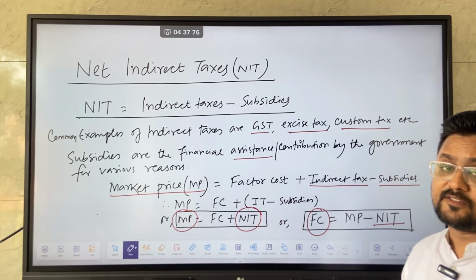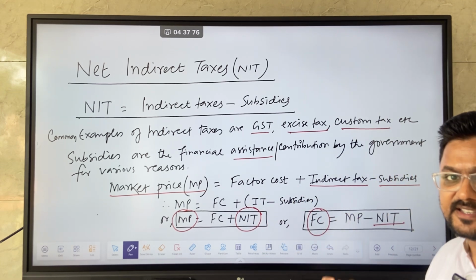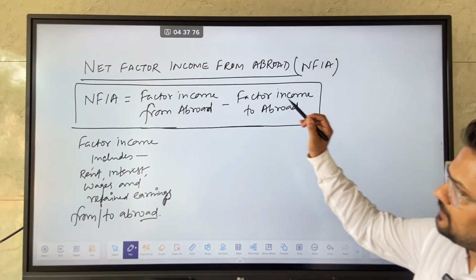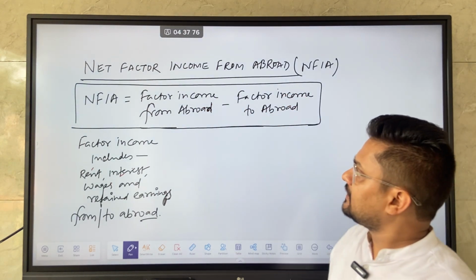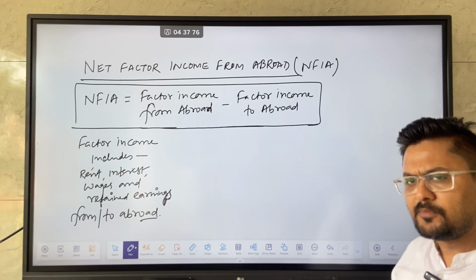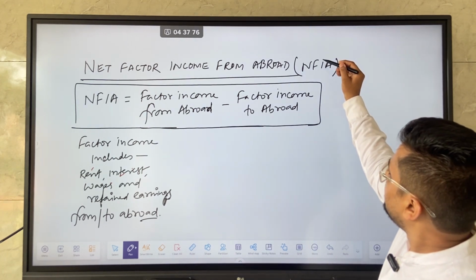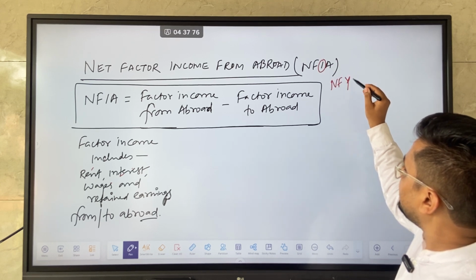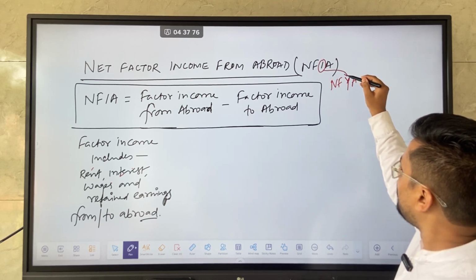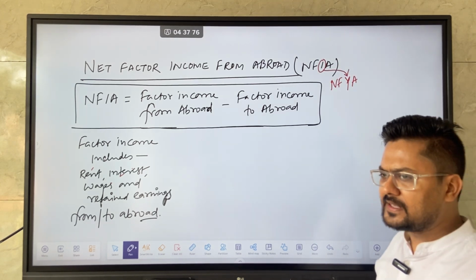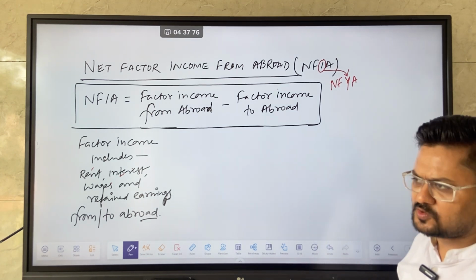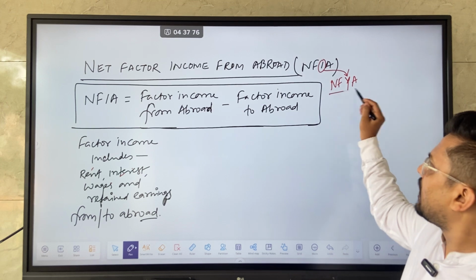The next and very interesting connector is NFIA. Now, net factor income from abroad, that is NFIA. Some authors use, instead of this I, the letter Y, so NFYA. So don't get confused. Y symbolizes income in economics. So sometimes it is used. So it's NFIA or NFYA. It's the same thing.